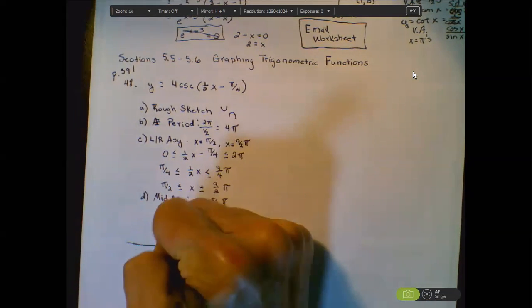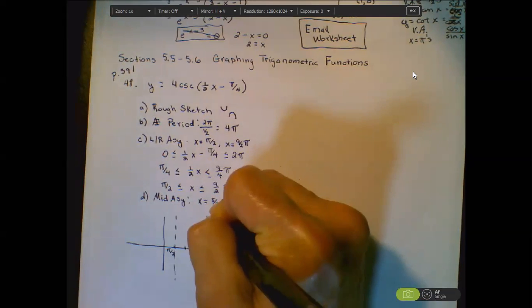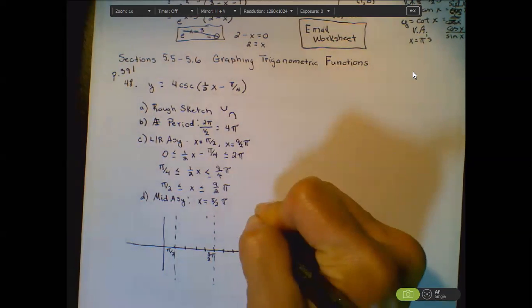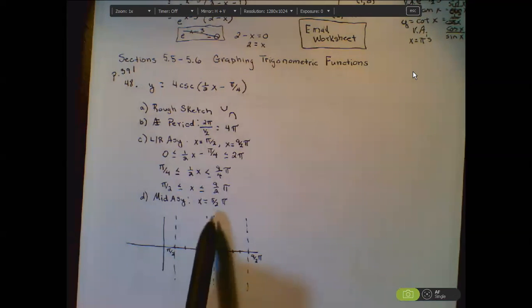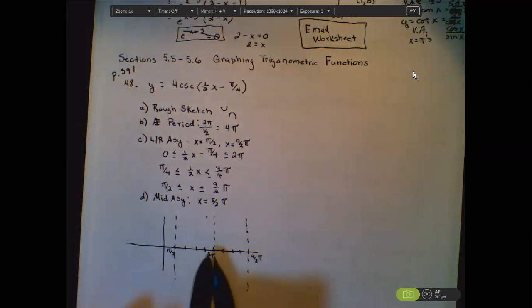That's where I have vertical asymptotes. It also helps if you label your tick marks carefully. You can see you have 3 tick marks between pi over 2 and 5/2 pi, and you have 3 tick marks between 5/2 pi and 9/2 pi. So you know that you found that middle asymptote correctly. It is exactly halfway between pi over 2 and 9/2 pi.